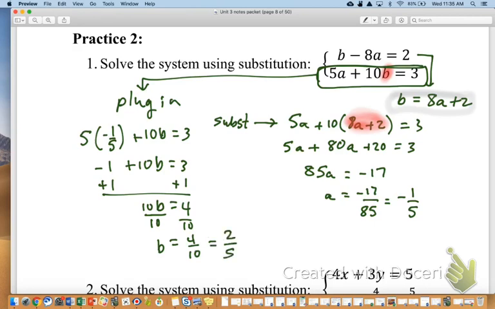How do you think I should order my numbers? Should I put A comma B or B comma A? Should always go in alphabetical order. So A comma B. So my answer would be negative 1/5, comma 2/5. A little nicer than we maybe thought to begin with. Okay, so there's substitution. Tomorrow, we'll talk about a different method called elimination.